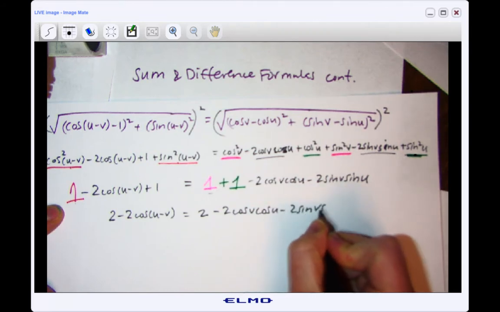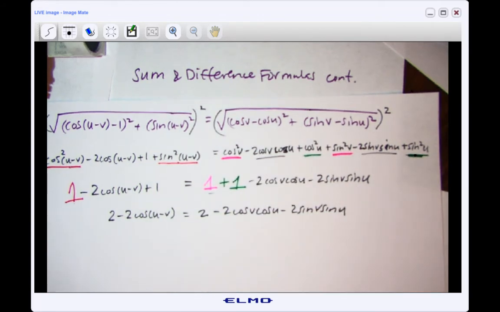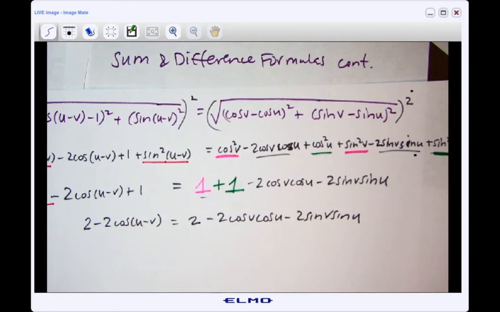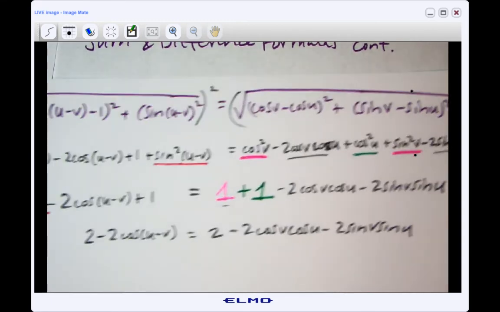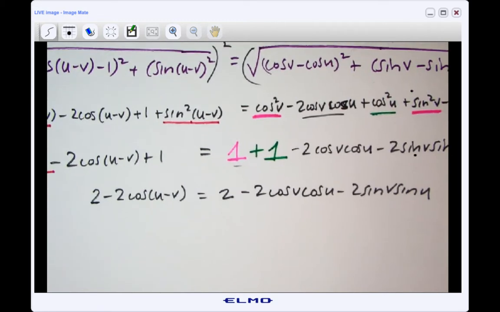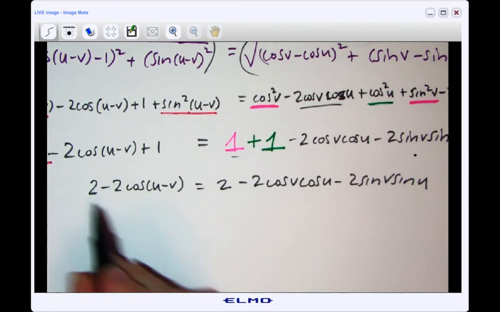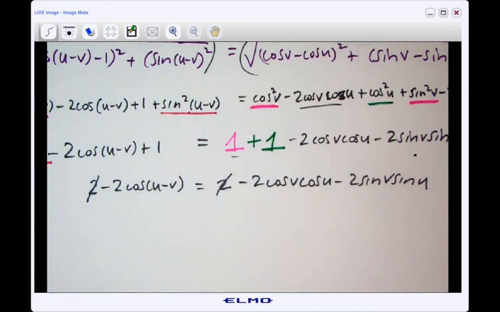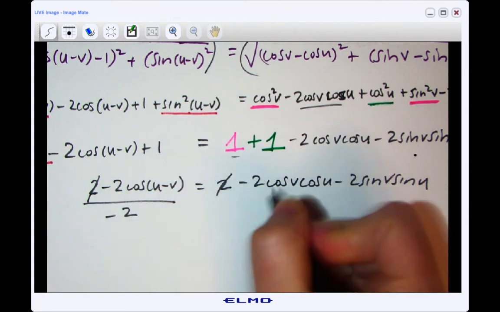Sine v sine u. And now I can zoom in a little bit because now I have a little more wiggle room here. And maybe you can see it a little better. All right, so I'm going to subtract the 2's from both sides and get rid of those. All right, those are gone. The last thing I'm going to do, and I'll be done, is actually divide both sides by a negative 2.